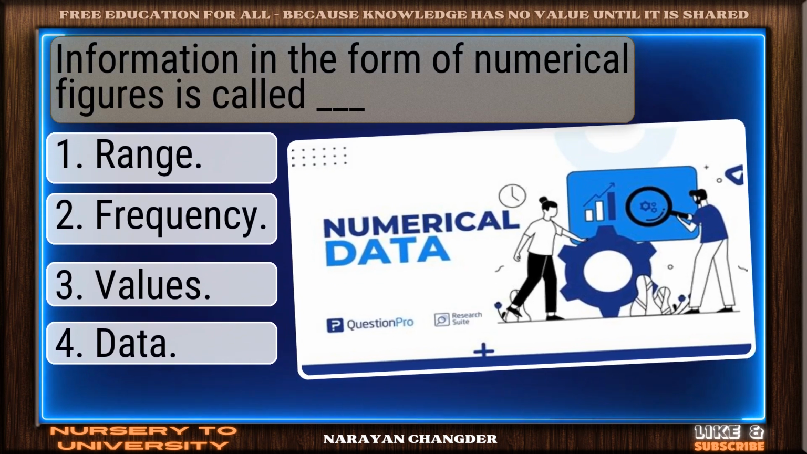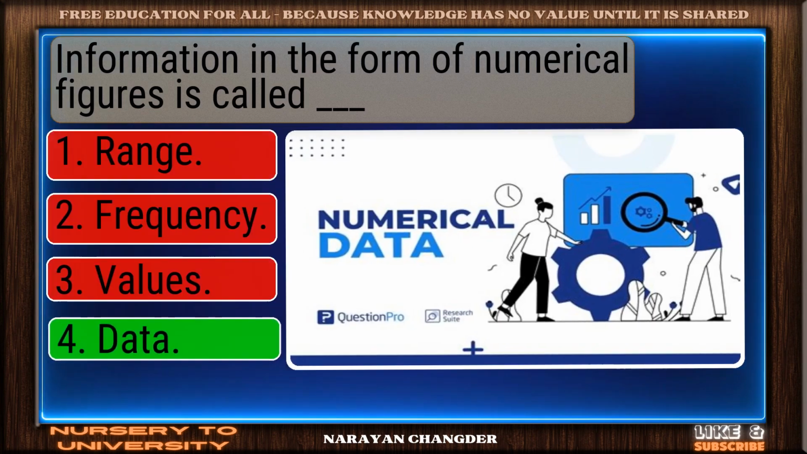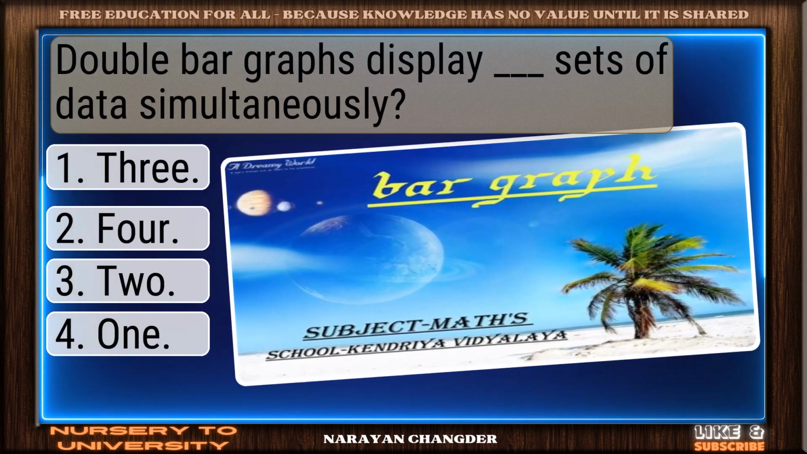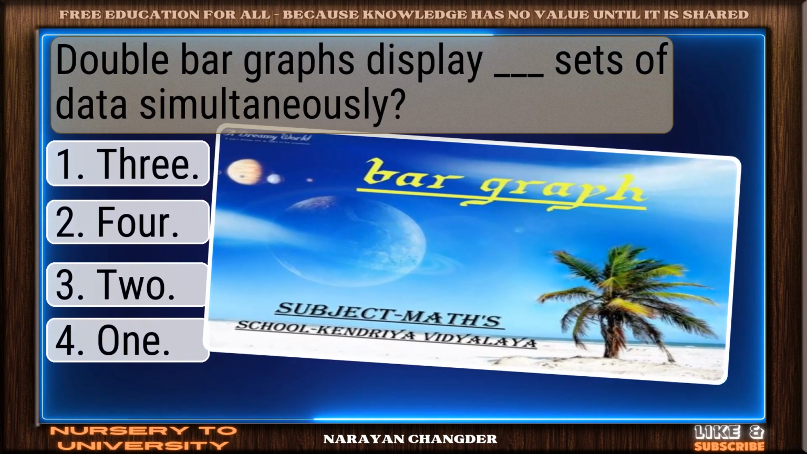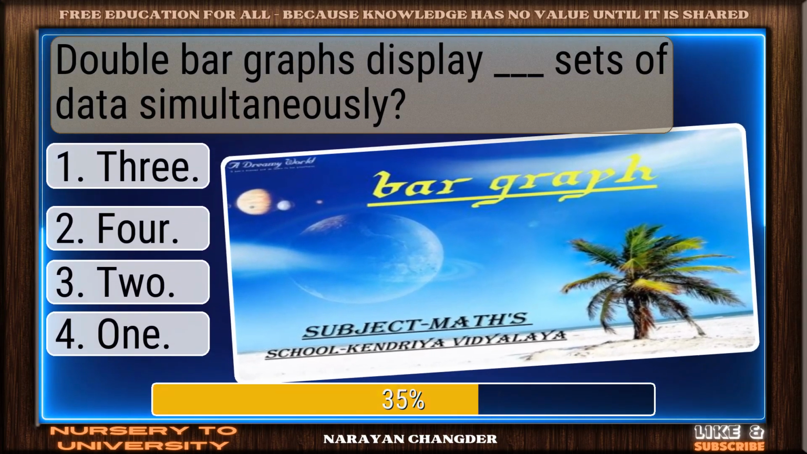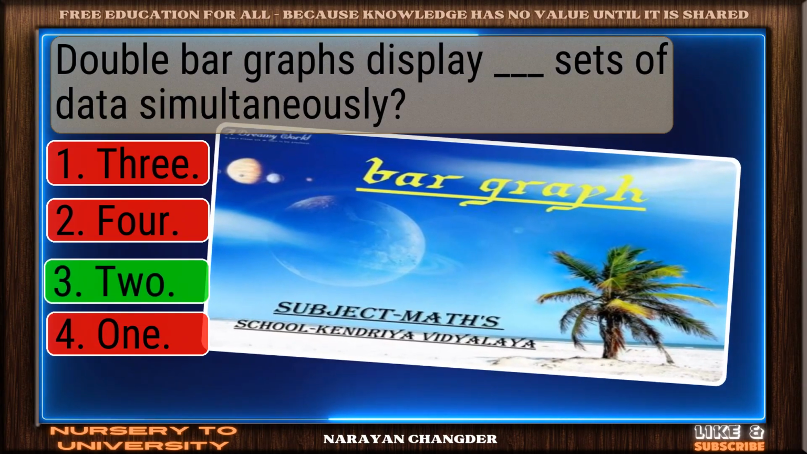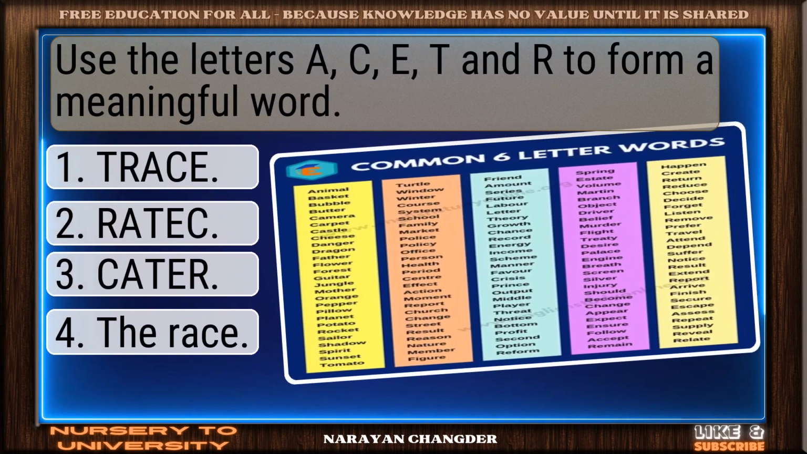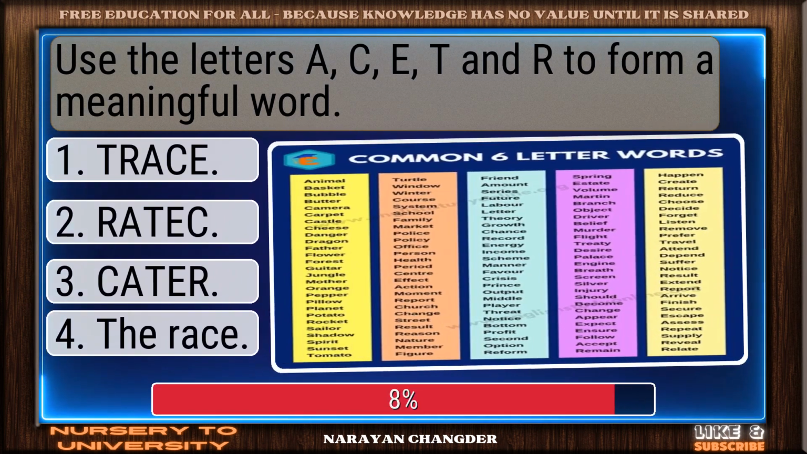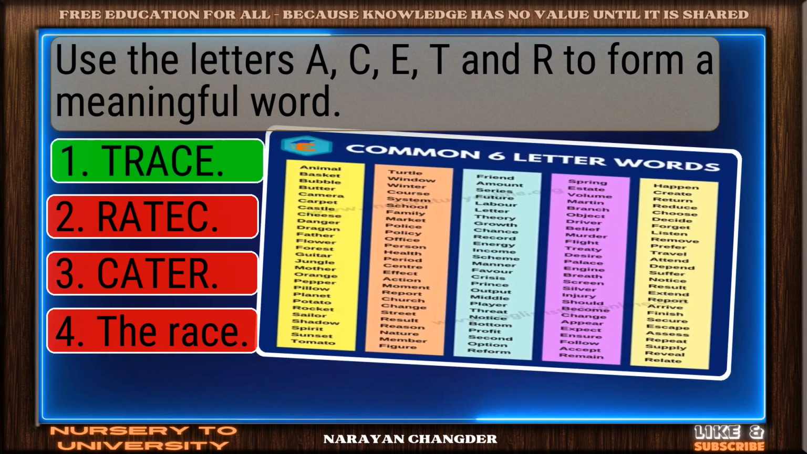Question number 119. Information in the form of numerical figures is called dash. Good job. Your answer data works well here. Question number 120. Double bar graphs display dash sets of data simultaneously. Exactly. 2 makes sense, and it is the right choice. Question number 121. Use the letters A, C, E, T, and R to form a meaningful word. Well picked. Trace is the correct answer.